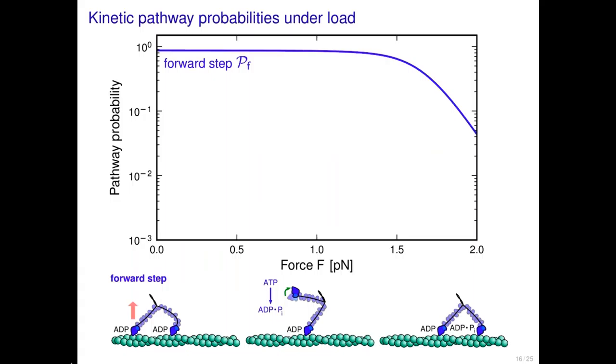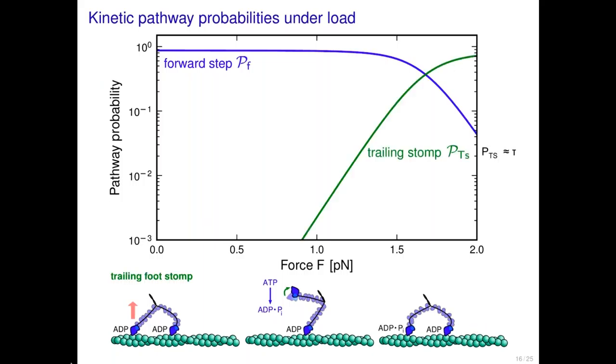So now, the graphs that I'm going to show you here, to the best of my knowledge, except for the forward and the backward step, have not been measured. That means the stomping stuff. So if I now plot the probability of going forward, so the trailing head detaches and goes forward, as shown on the bottom, as a function of the resistive force, at zero force it looks like 0.95 or something like that. 95% chances are that it goes in the forward direction, and then it comes down at some point. The trailing head foot stomp is extremely rare. That's what I mentioned at the very beginning.